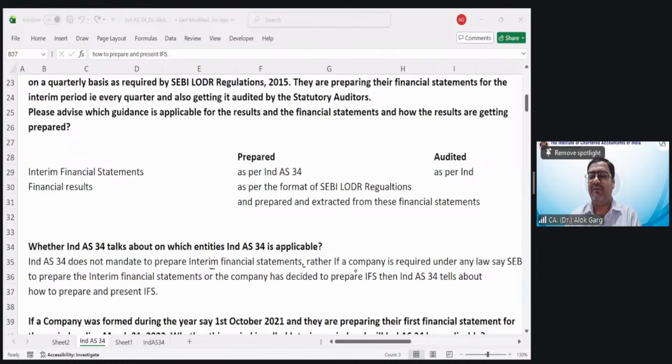Ind AS 34 will be applicable. Ind AS 34 does not mandate on which entity it is applicable. If the entity is required by any law, or the entity has decided to prepare an interim financial statement, then Ind AS 34 talks about how to prepare and present the interim financial statement.